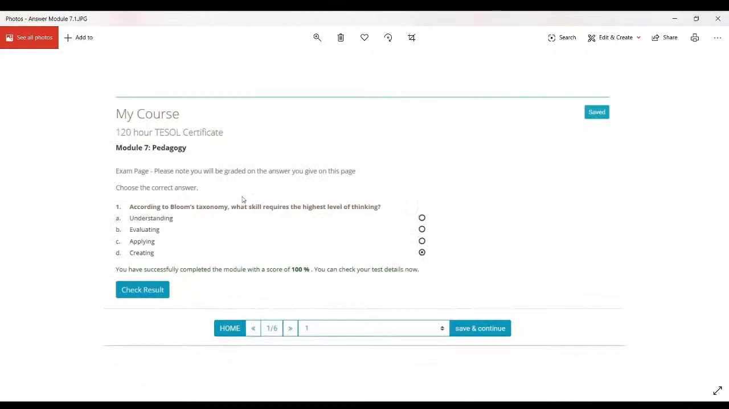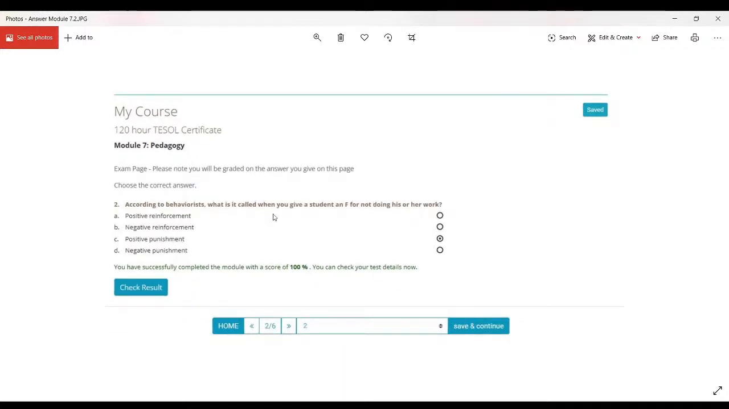Let's proceed with the answer or with the exam. Okay, so question number 1, according to Bloom's taxonomy, what skill requires the highest level of thinking? All right, the answer is letter D, which is creating. Check result or save and continue.